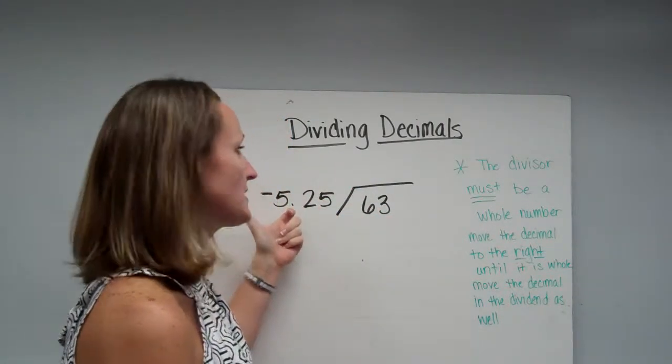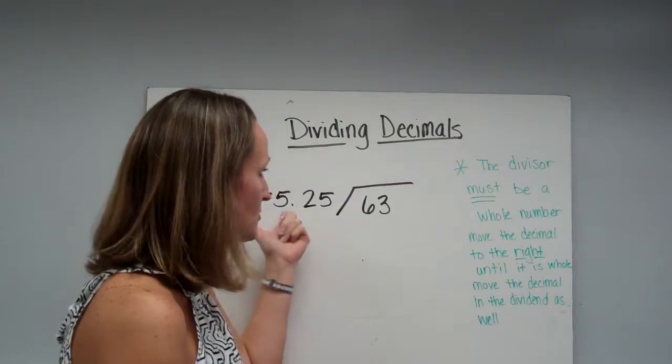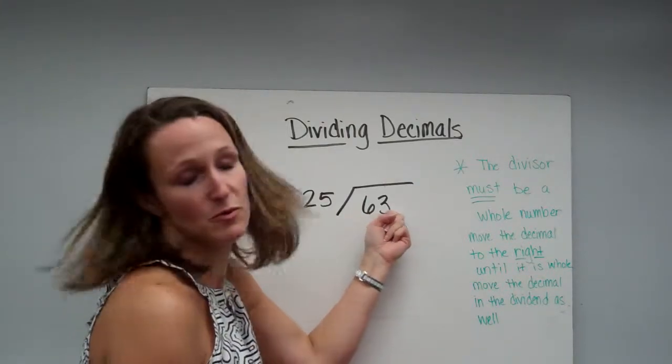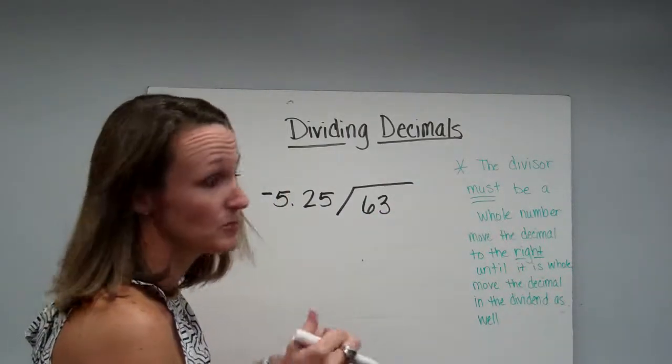And if you do something out here, you have to also do it under here. So if you move the decimal in the divisor, you also have to move it in the dividend. So let's look at what I'm talking about.